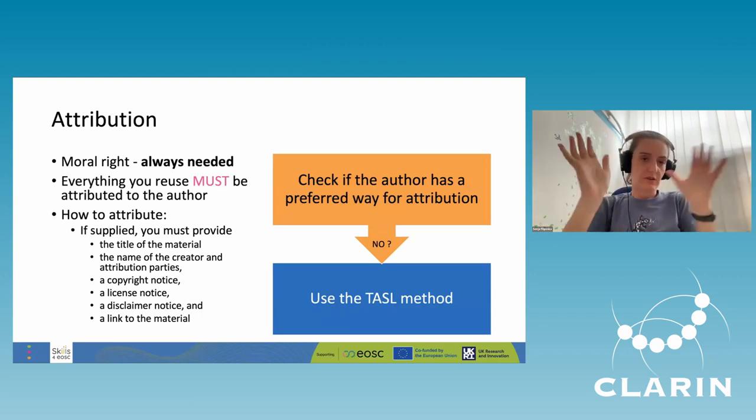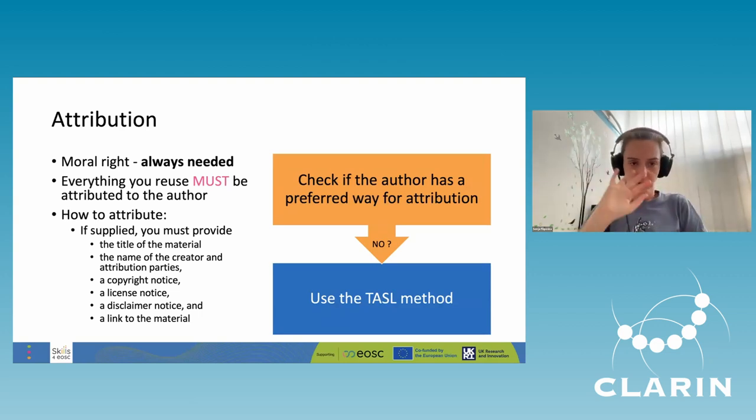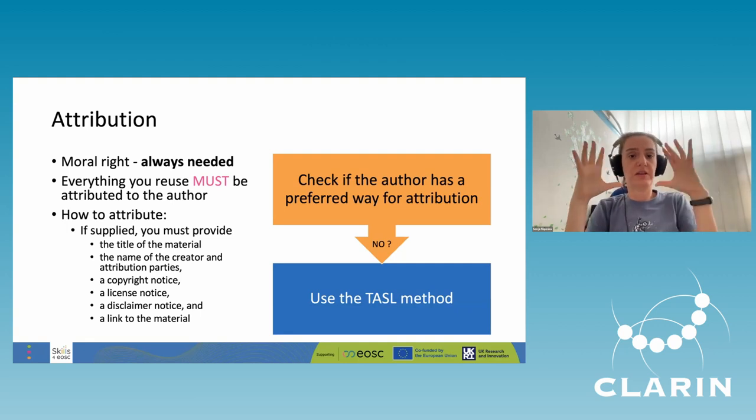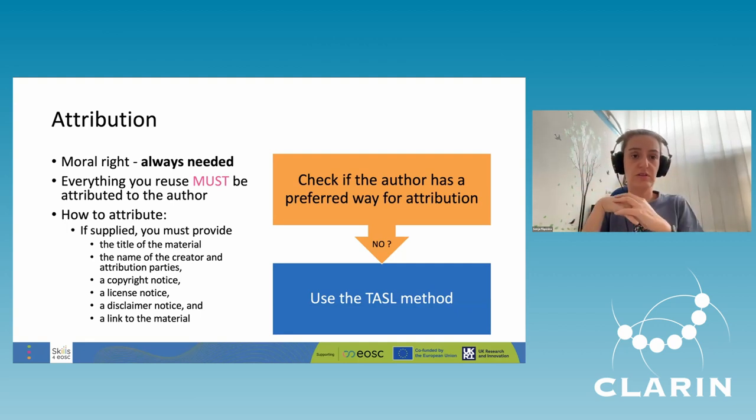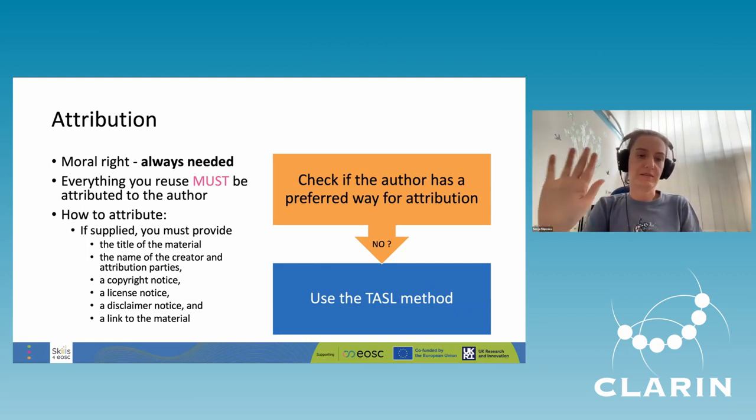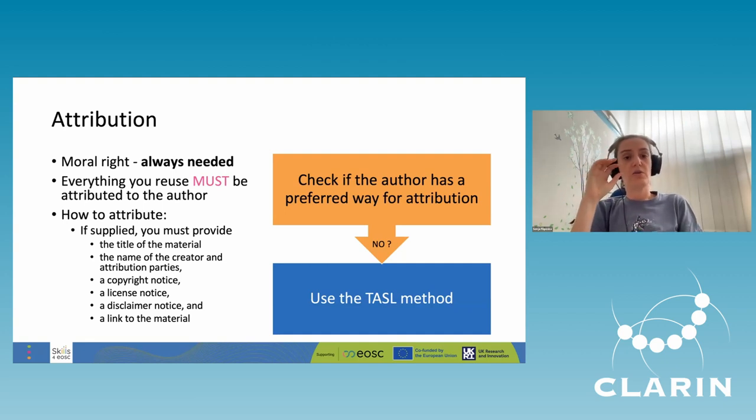Now, you did the whole licensing thing. You know what you're going to reuse and everything. In the places where you are reusing this content, you have to provide attribution. It doesn't matter what license it is. It's a moral right. So even if it is public domain, CC zero, you have to provide attribution.